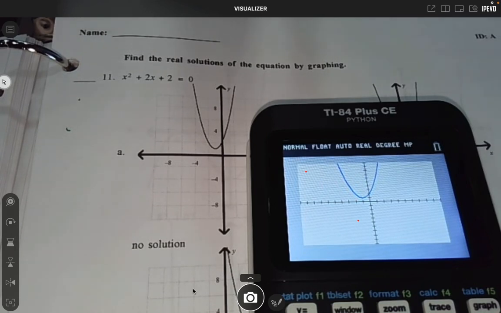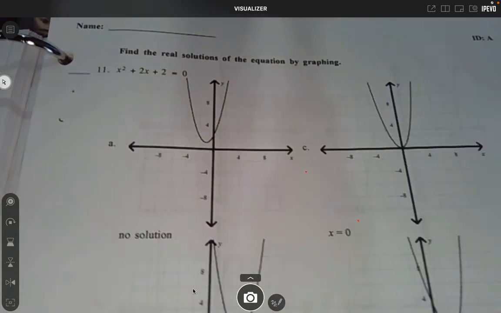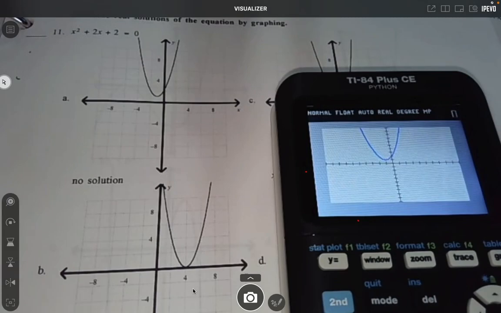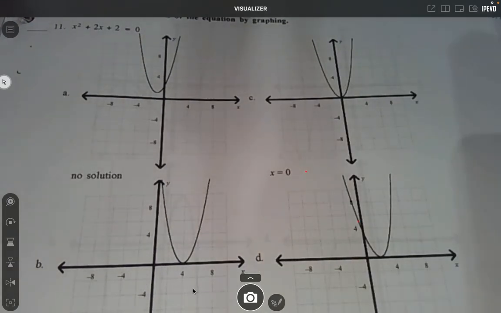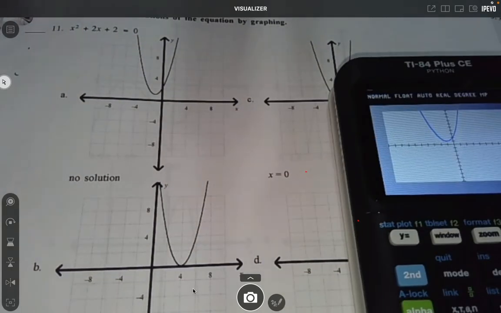And it looks like it might be A. Let me just compare it. Yeah, it's got to be answer choice A because it's kind of to the left a little bit. Do we understand that one? Do we understand why there was no solution?